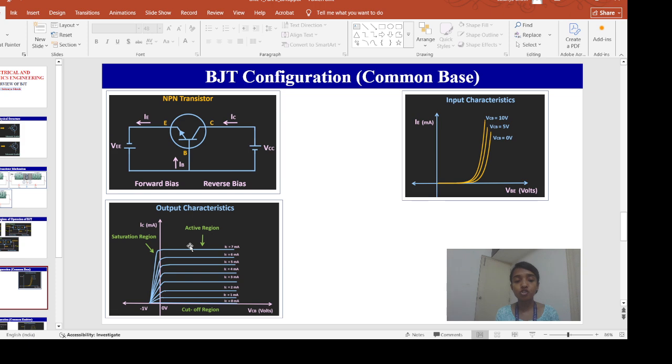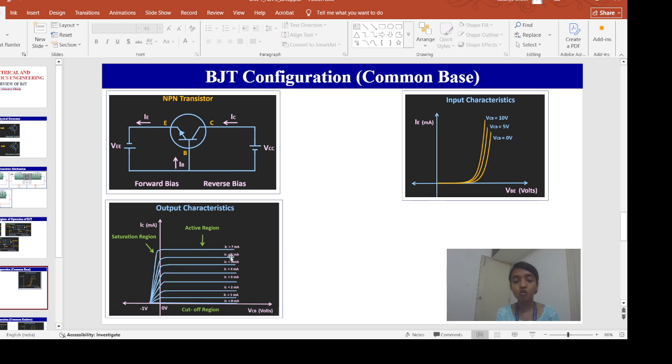Now what is the active region? In the active region, you can see that as we keep on increasing this VCB, my IC value is also increasing. Collector current is almost equal to the emitter current, as most of the electrons are reaching from the emitter terminal to the collector terminal. So as we keep on increasing VCB, IC will increase. And these are my IC current values for different values of IE.